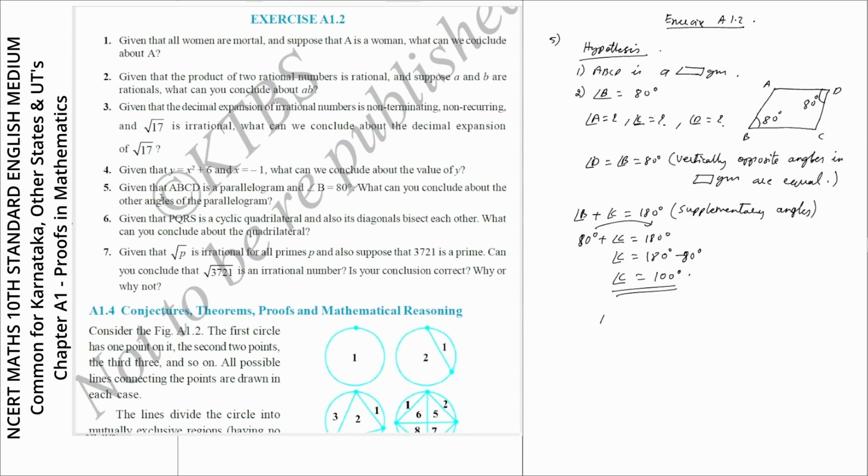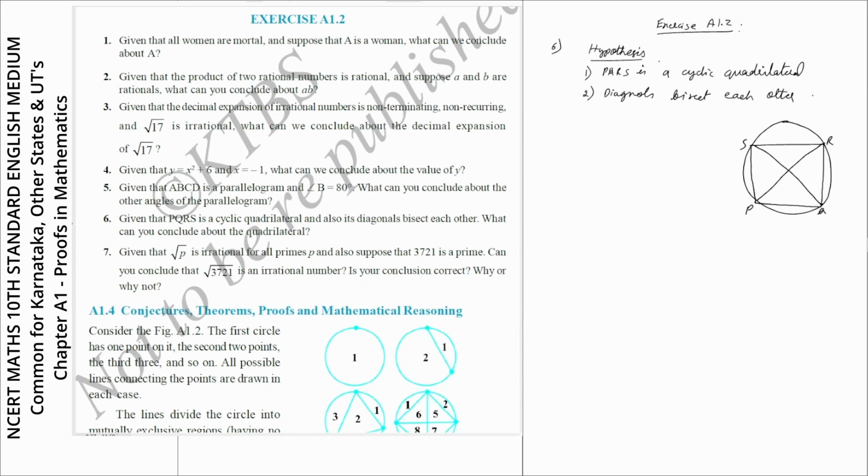Now what is angle A? Angle A is equal to angle C, which is equal to 100 degrees. Again here, vertically opposite angles. Okay, and that completes this problem. Exercise A 1.2, question number 6.